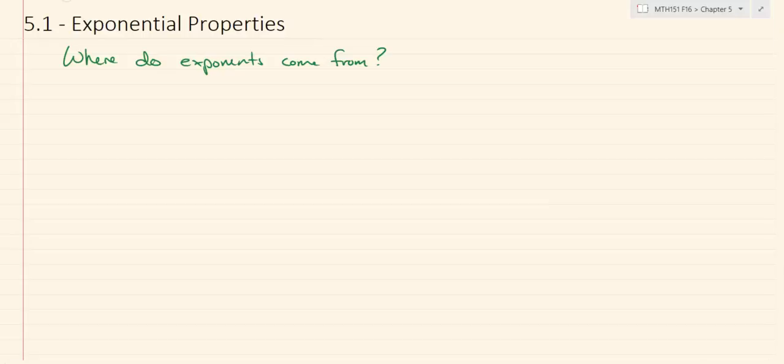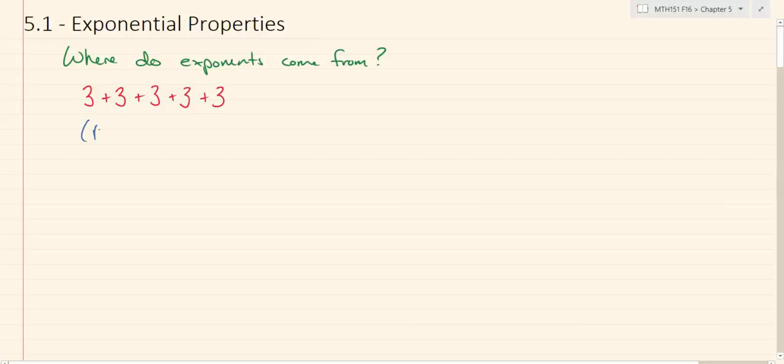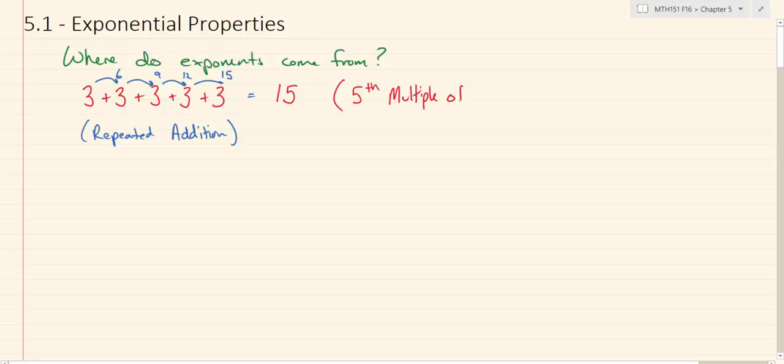So a long time ago, people were adding numbers together. What we're doing here is called repeated addition. So you're adding the same number to itself. 3 plus 3, that's 6. And 6 plus 3 is 9. And 9 plus 3 is 12. And 12 plus 3 is 15. We can think of this as being the fifth multiple of 3.